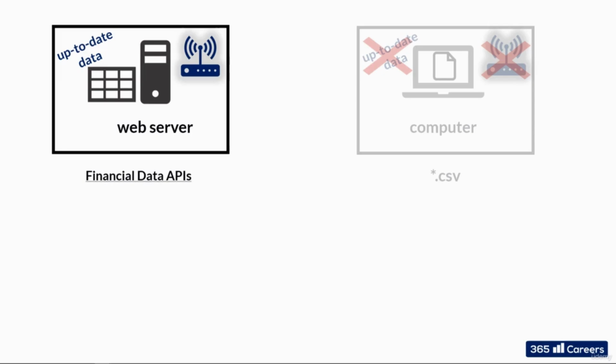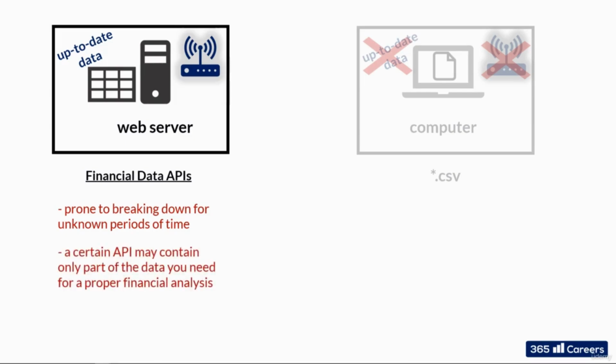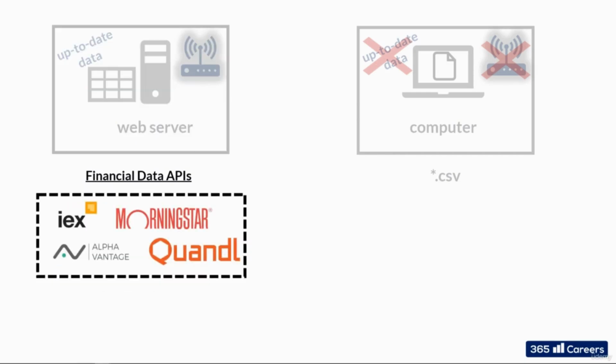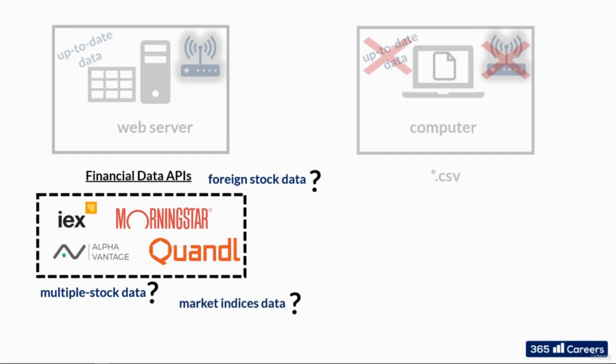Here's why. First, web services are prone to breaking down for unknown periods of time. Second, it is possible that a certain API may contain only part of the data you need for a proper financial analysis. Currently, some APIs offer just single or multiple stock data, while others may provide foreign stock data or market indices data. Note that an analyst may often need to work with all of these. Furthermore, you can only connect to some APIs if you use Python 3, and not when using Python 2. Meanwhile, others are okay if you are using either of the two versions.